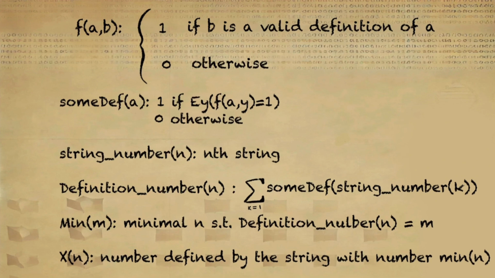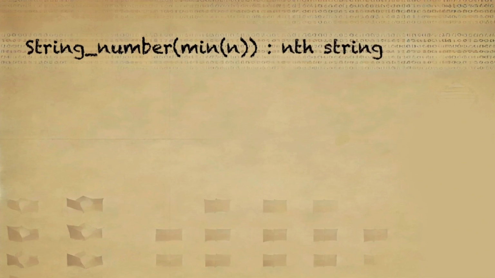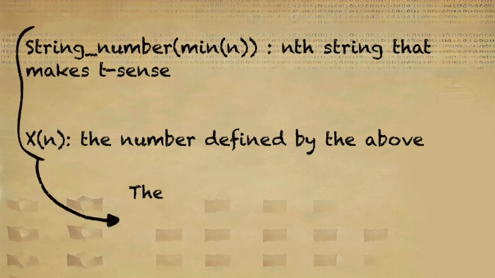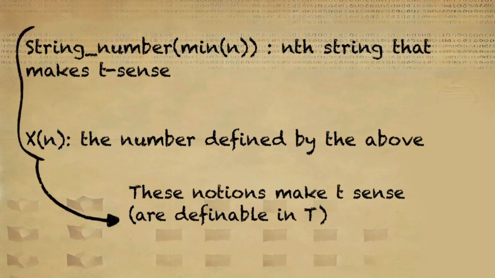In words, from the 2 assumptions, we have shown that we can formally get the following. String number min n, which is the nth string that makes T sense, i.e., it is a valid definition according to the rules of T. xn is the number defined by that definition, so the nth T definable number. Since we've shown that they're possible formally within the rules of T, these notions make T sense and are definable in T.